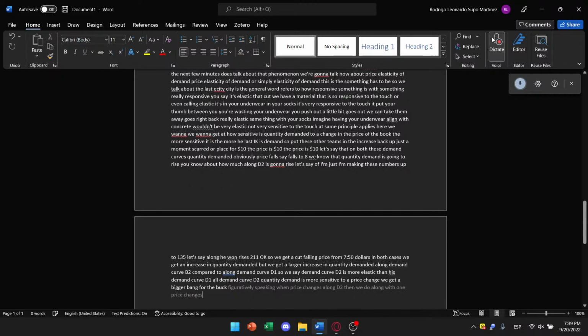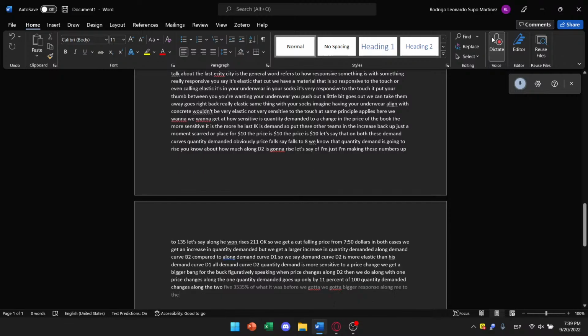Price changes along D1, quantity demanded goes up only by 11, which is 11% of 100. Quantity demanded changes along D2 by 35% of what it was before. We get a bigger response along D2. The more horizontal the demand curve, the more elastic is that demand curve. The more vertical the demand curve, the less elastic or more inelastic is the demand curve as we describe it.